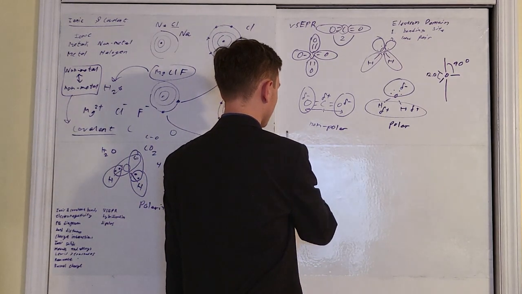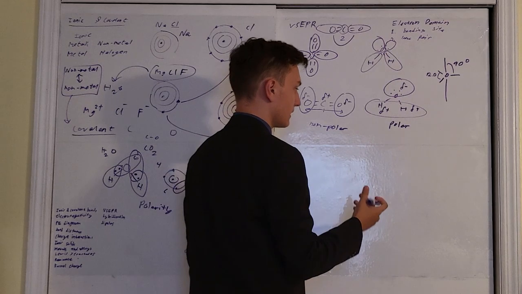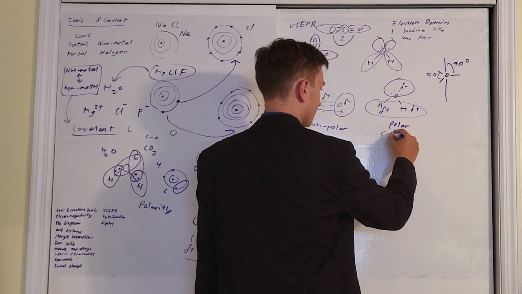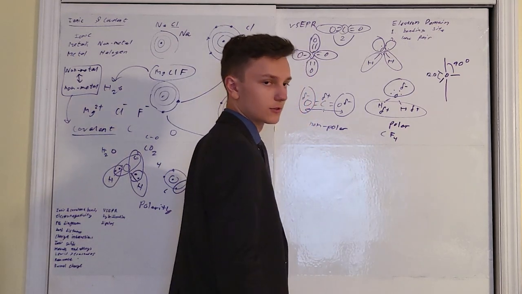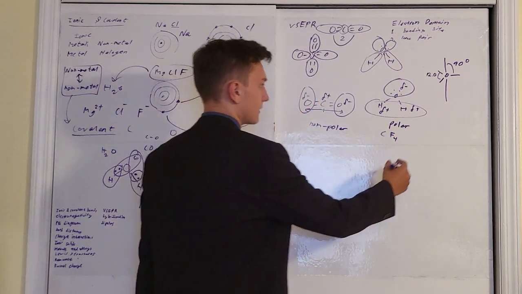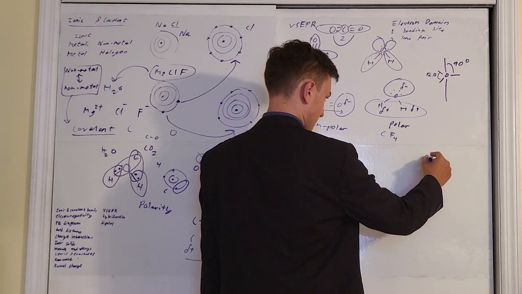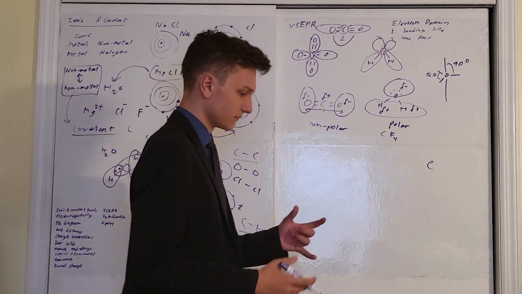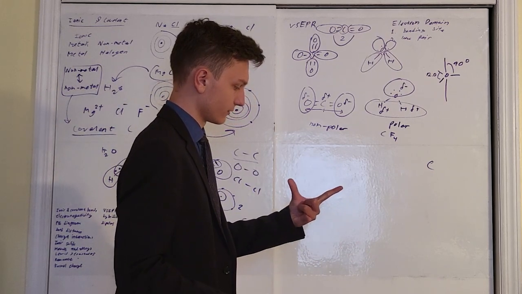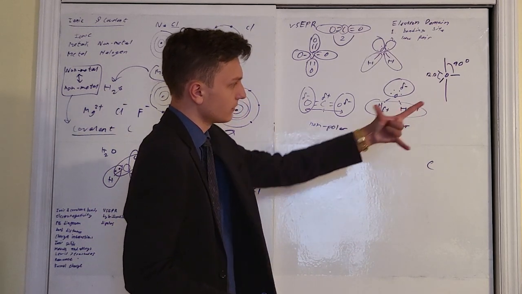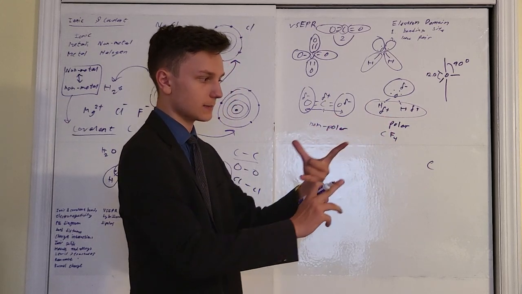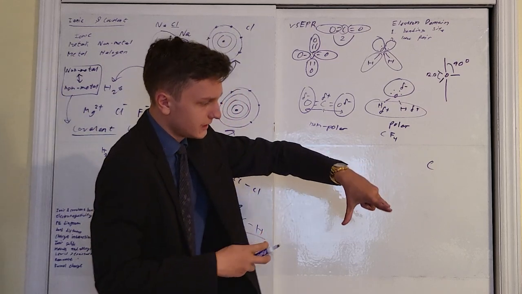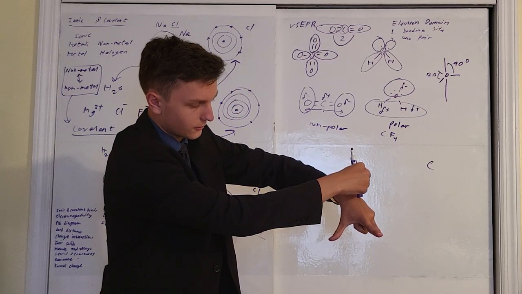Let's move on to something more complex. Like, let's say CF4, carbon tetrafluoride. Okay? That would be a carbon. Let me do my best to try and give you a 3D model of a tetrahedral. A tetrahedral, pretend each of my three fingers is a bond, is an electron domain. Tetrahedral looks like that, okay?